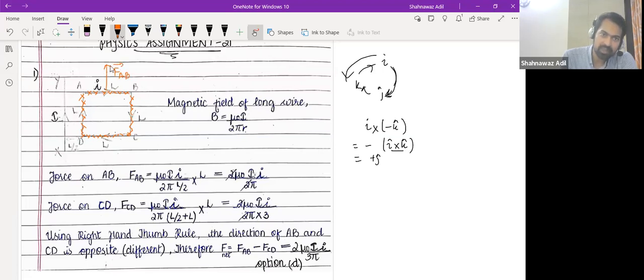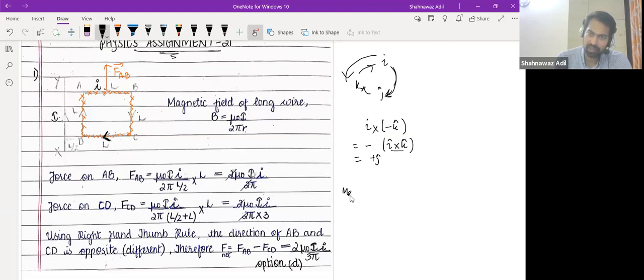Now you guys tell me that the current is moving in this direction, in CD. So what would be the direction of force in case of CD? You guys tell. Everyone apply any method and check what would be the direction of force. Outwards. Outward is K hat.